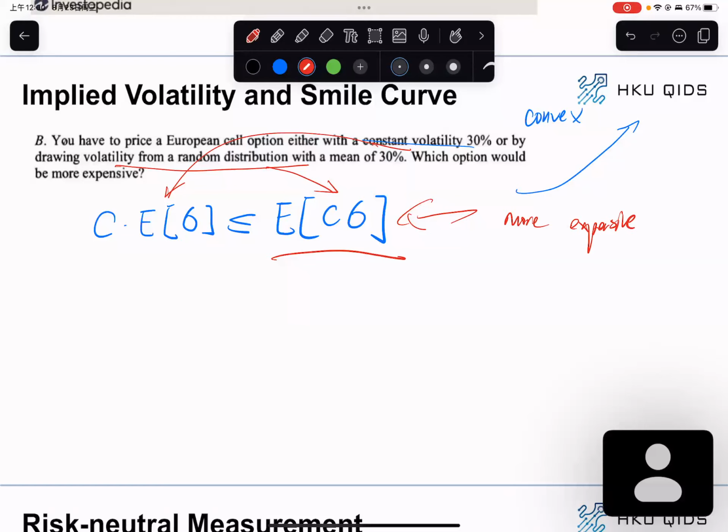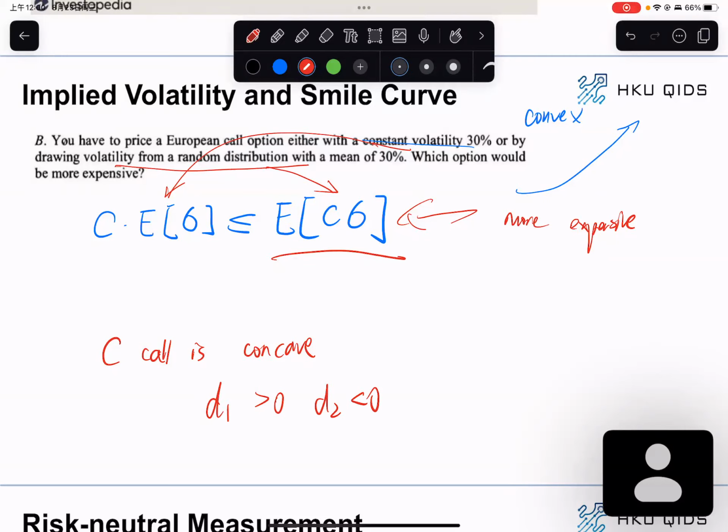But it could also be possible that this call is concave. How could that be? It could be that for cases where we have d1 larger than 0 and d2 smaller than 0, it's possible for the value of the call to be concave.